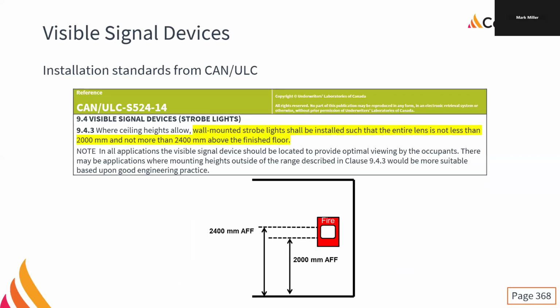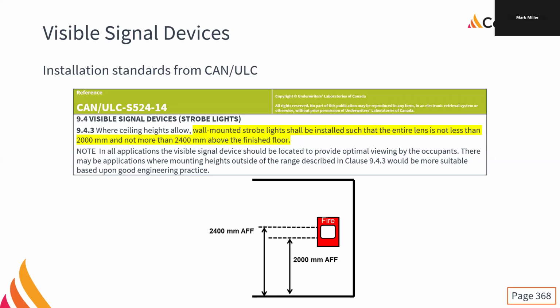And then mounting height, minimum of 2,000 millimeters above floor, maximum of 2,400 above finished floor. We don't want it right into the eyeballs of people, but we want it pretty close to their line of sight so that it's going to be as visible as possible. Sometimes we're going to be mounting them a little bit higher. Good engineering comes into that. But unless the engineer has specified that we have to put it at a different height, we're going to mount it between 2,000 and 2,400.